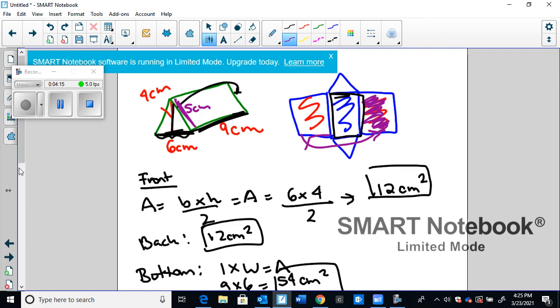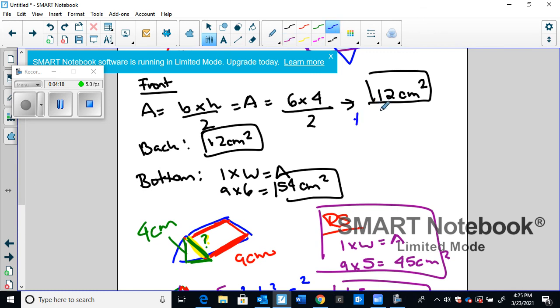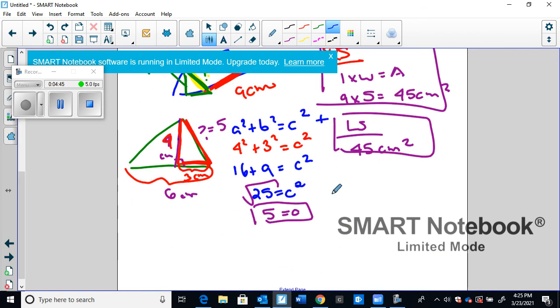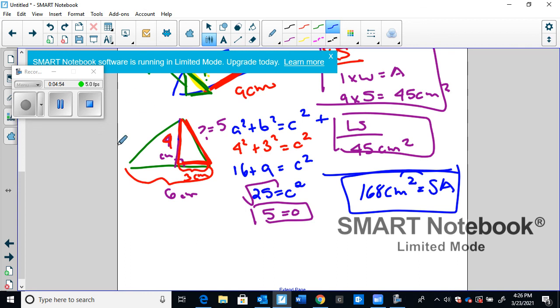Once I have all of these small areas, all I'm going to do is add them up. So I'm going to go 12 plus 12 plus 54 plus 45 gives us 123 plus 45 gives us 168. Okay. So we add up all of the areas. We're going to get 168 centimeters squared, because it's an area that's equal to the surface area of this triangular prism.